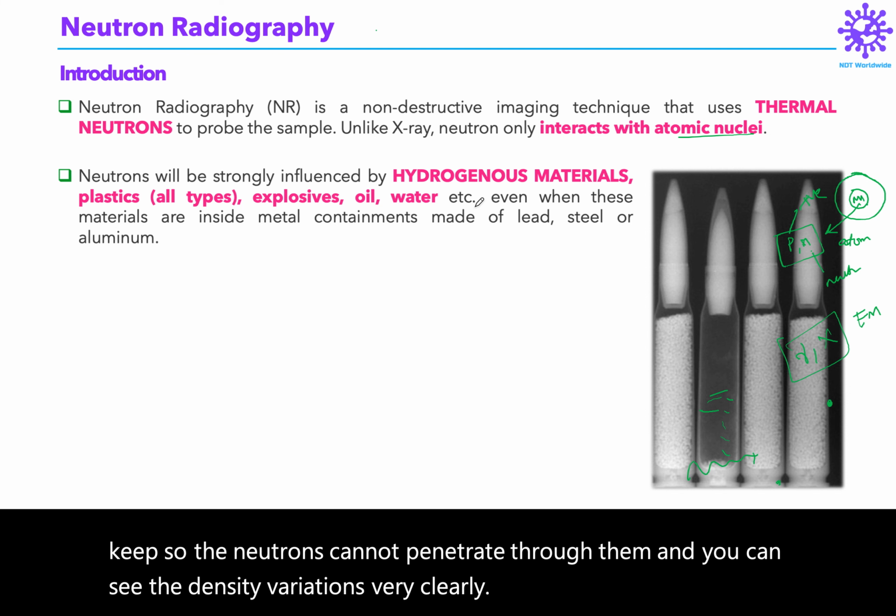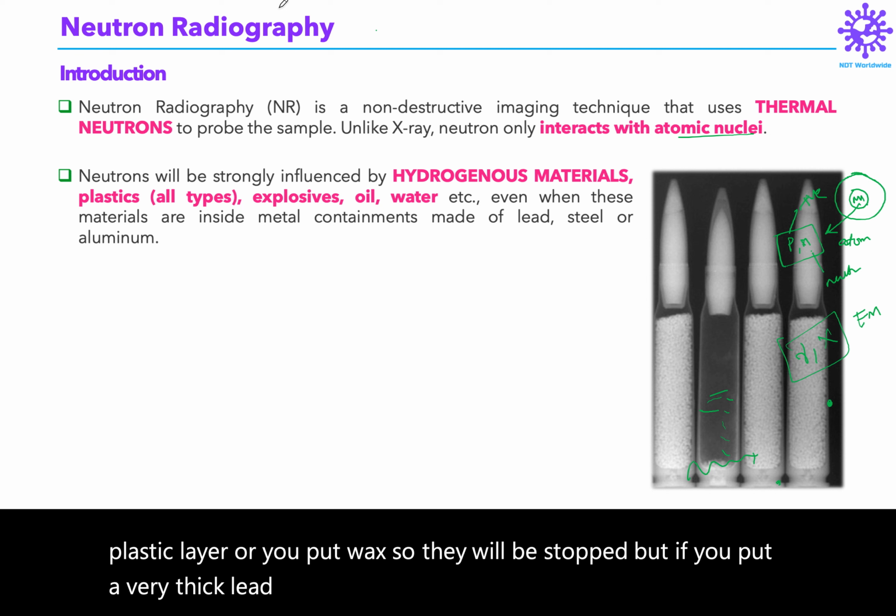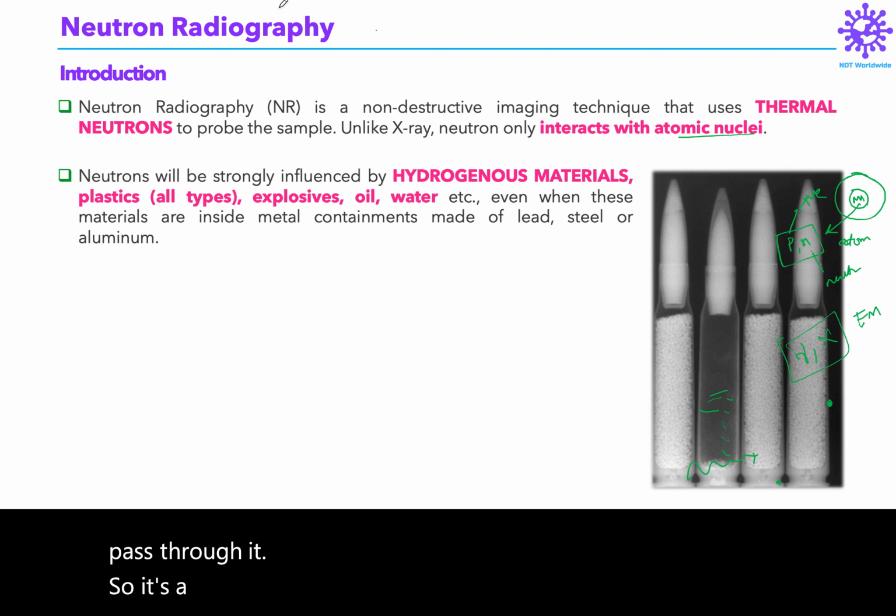So for example, if you want to stop X-rays, you can put a lead sheet, but here you put water, so they will be stopped, or you put any plastic layer, or you put wax, so they will be stopped. But if you put a very thick lead brick, what happens? The neutrons can easily pass through it. So it's quite the reverse of X-ray.